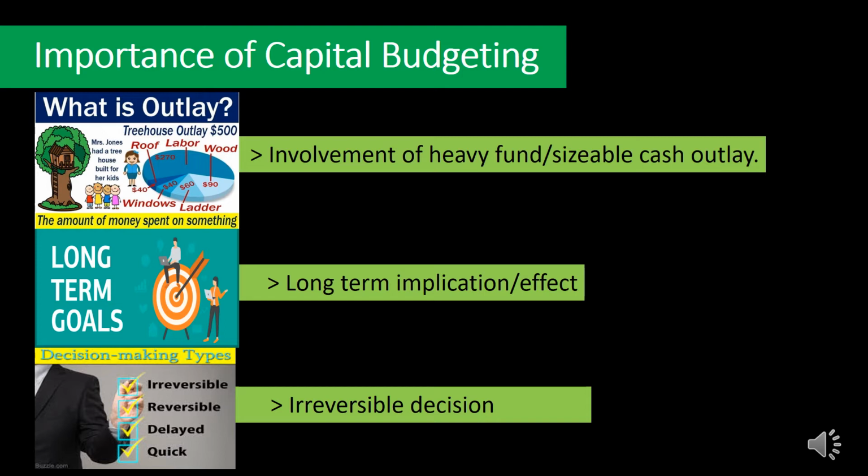Third, irreversible decision. In most cases, capital budgeting decisions are irreversible. This is because it is very difficult to find a market for the capital assets. The only alternative will be to scrap the capital assets so purchased or sell them at a substantial loss in the event of the decision being proved wrong.